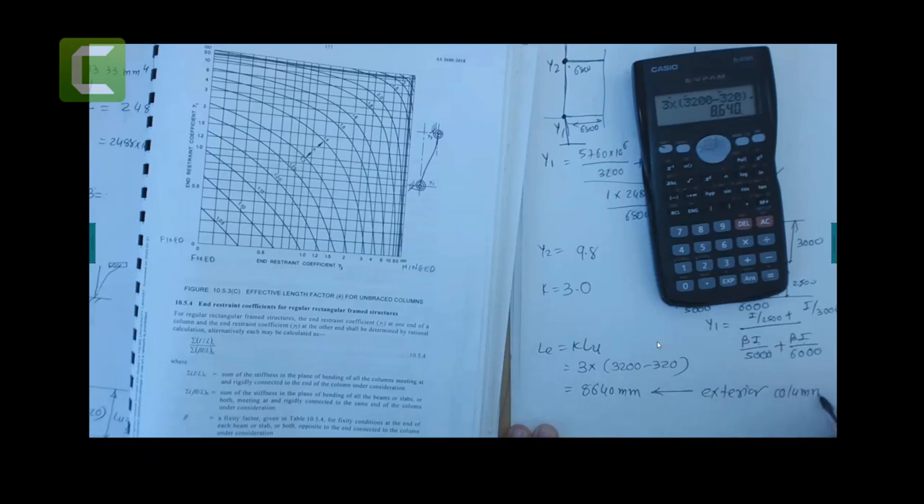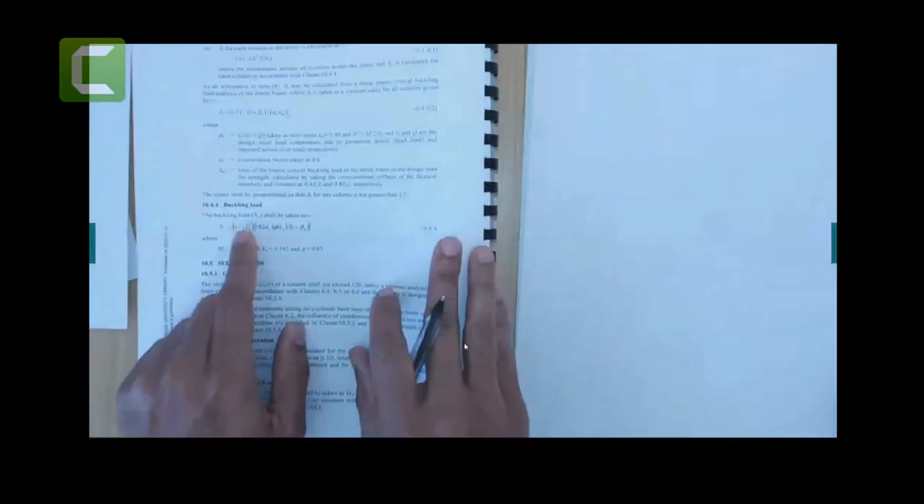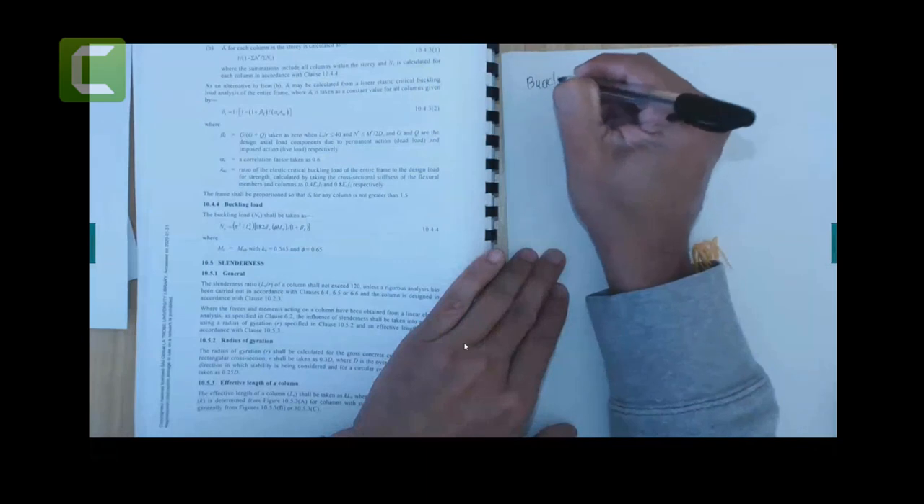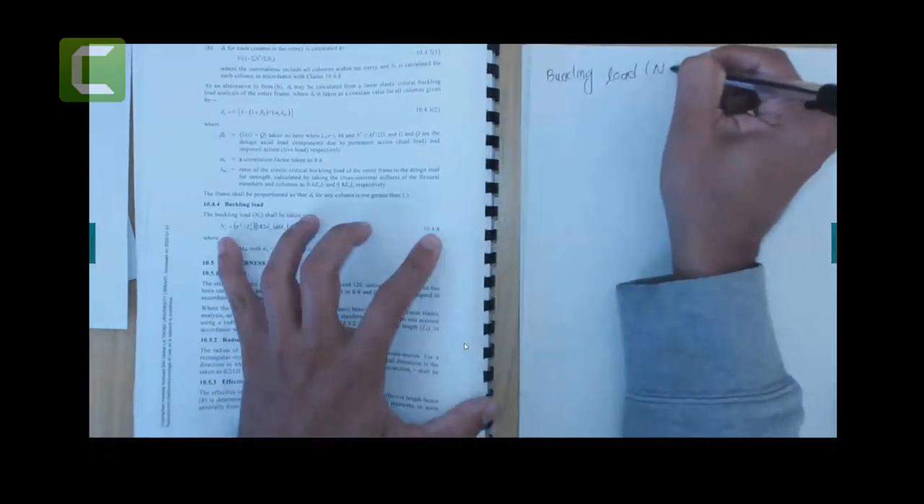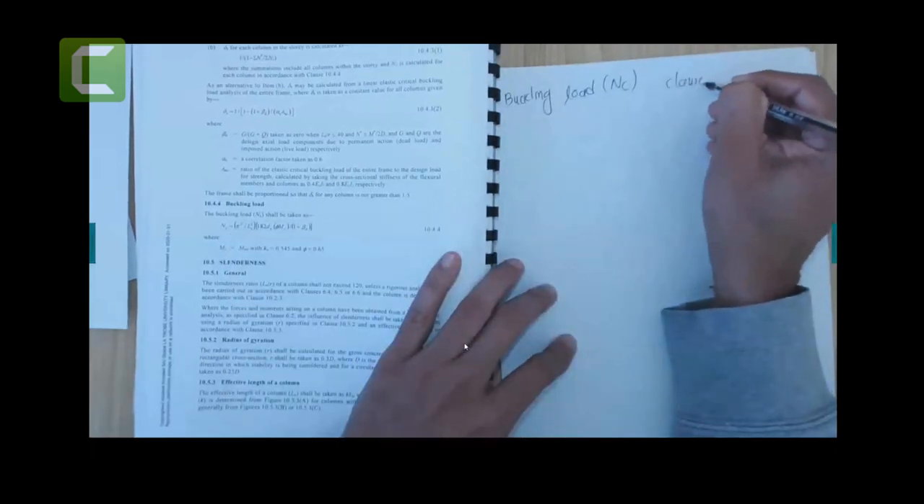Right. So what have we done so far? If someone asks what is the effective length for interior columns, that is the effective length for interior columns, and that is the effective length for exterior columns. Buckling load, clause 10.4.4. So let's say buckling load, that is denoted by Nc, and that is given in clause 10.4.4.